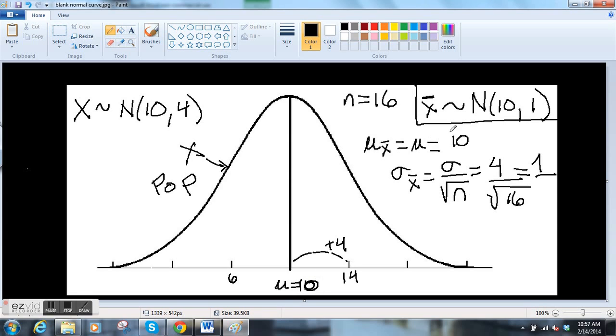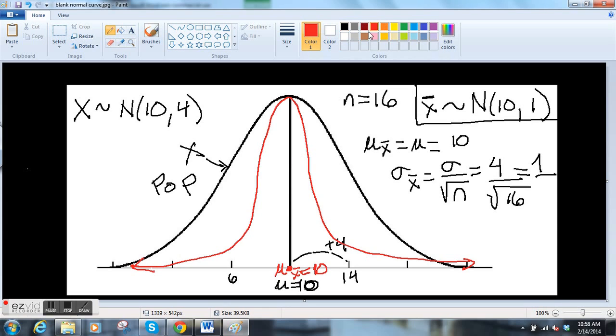So if we wanted to draw the x-bar curve onto this graph, you prepared for my drawing skills? It has the same mean, so x-bar has a mean of 10, so mu x-bar equals 10. And the standard deviation is now 1. So instead of hopping out 4, each one of these standard deviations is going to be much skinnier. So it's going to be more like this. Like that. And that's sort of the standard deviation of x bar. Much skinnier.